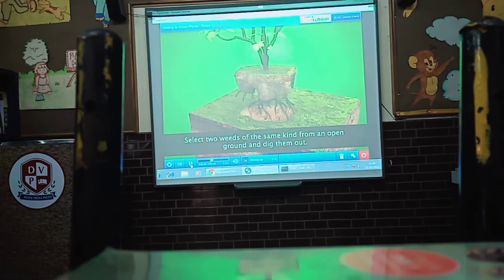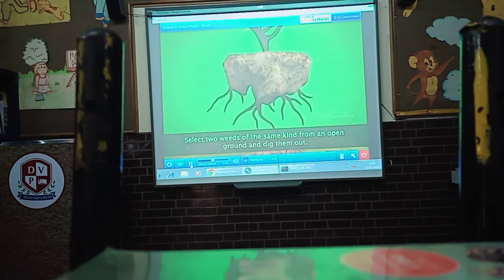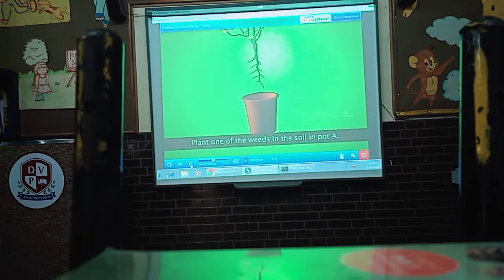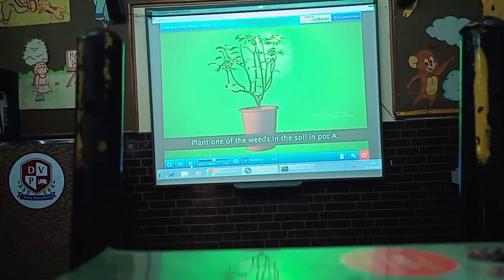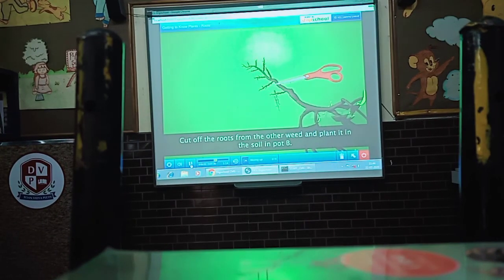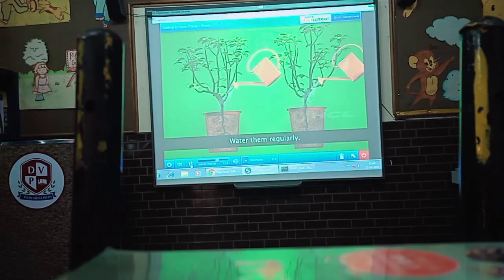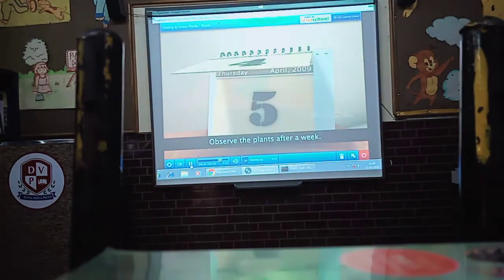Select 2 weeds of the same kind from an open ground and dig them out. Plant one of the weeds in the soil in pot A. Cut off the roots from the other weed and plant it in the soil in pot B. Water them regularly. Observe the plants after a week.